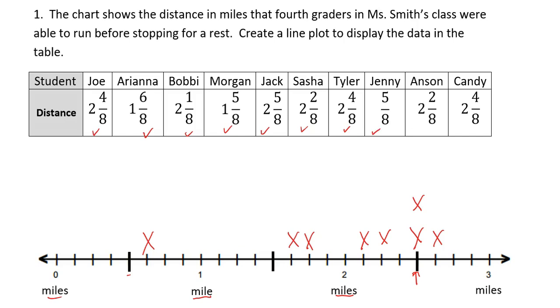Anson ran 2 2/8. So I'll start at the 2-mile marker and hop 2 places over. And Candy ran 2 4/8. So we've already seen that 2 4/8 would be halfway between the 2-mile and 3-mile marker. So put an X there. So once the students have plotted each of the distances on the number line, they can now answer various questions about those distances run.